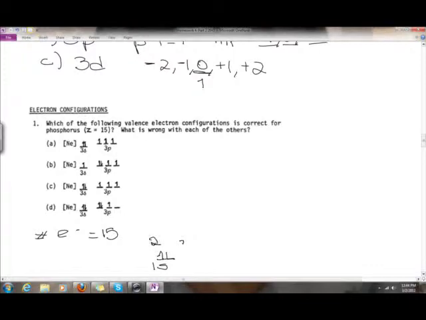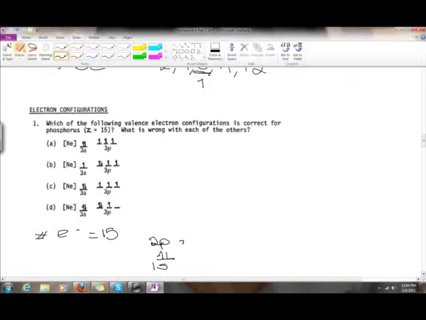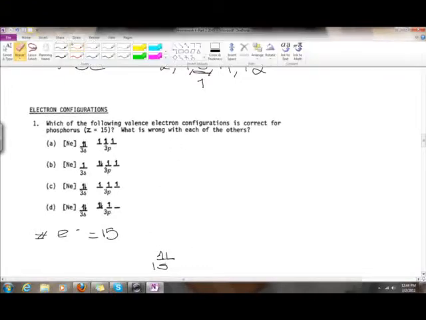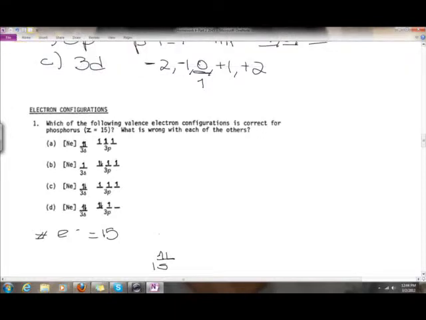2p, let me do it on top of the s. Sorry. Let me do the s on one side. That's usually the best way of doing it. 2s, here 2p, here 3s.